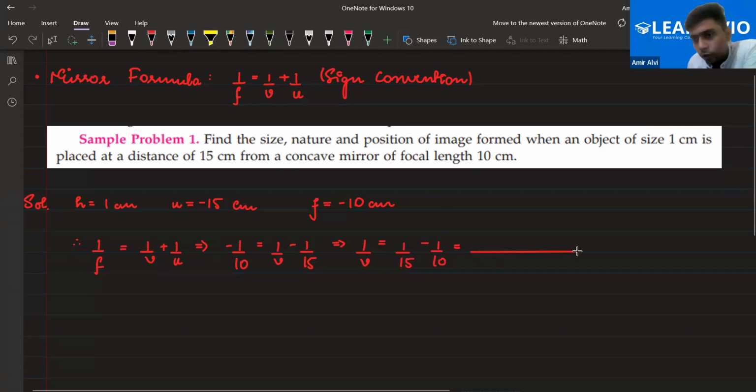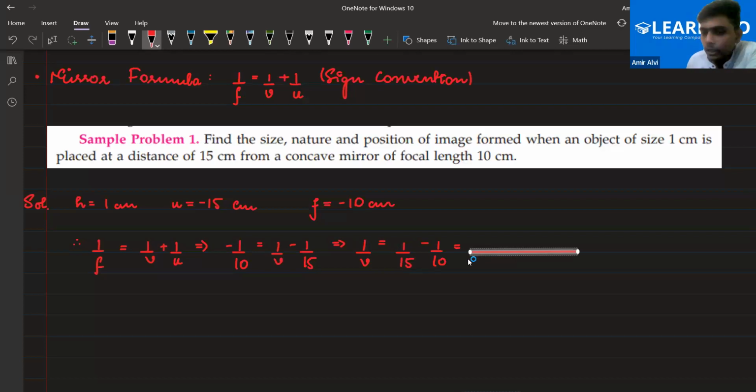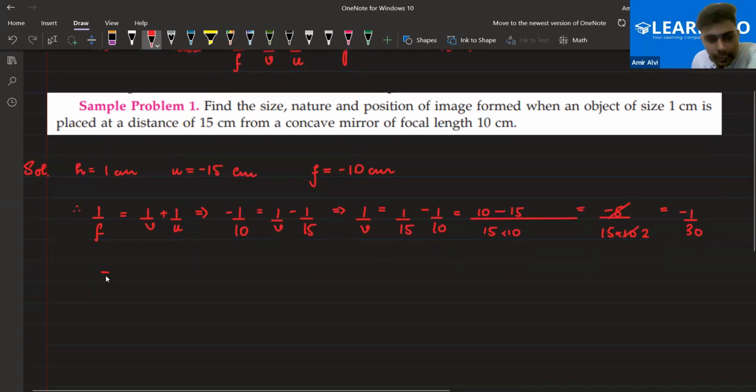I've told you that you have two options: you can take the LCM, or you can cross multiply. I'm going to cross multiply because that is a simpler method. 10 into 1, 15 into -1, that is -15, and 15 into 10. So it is -5 by 15 into 10. This will be cancelled by 5 times. Negative of 1 by 30. So I got the value of 1 by v as -1 by 30.